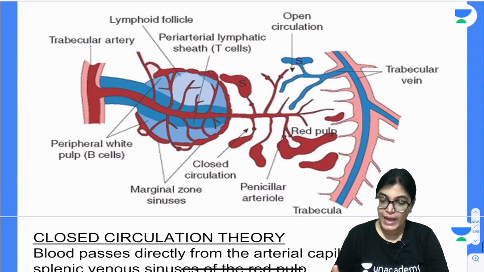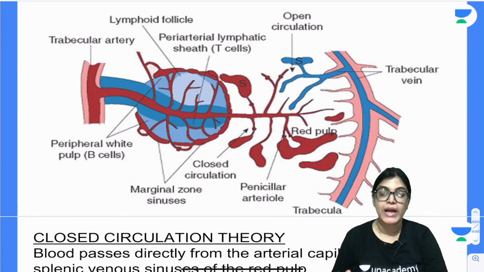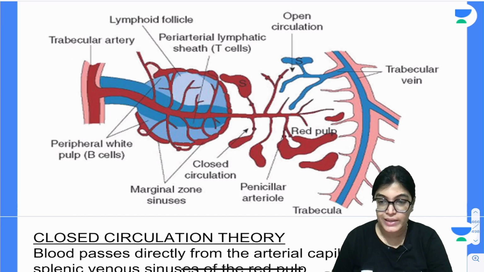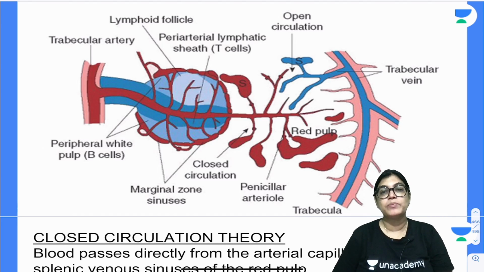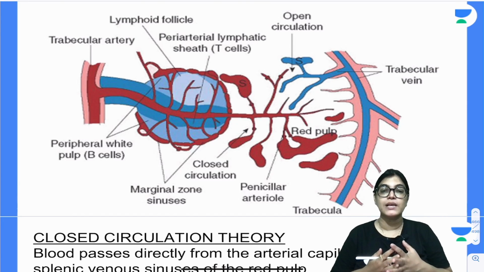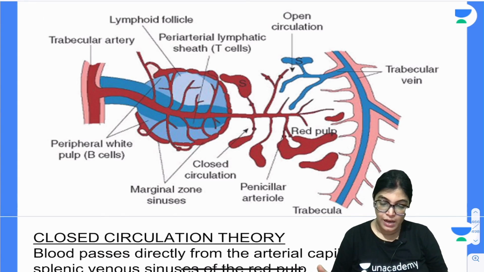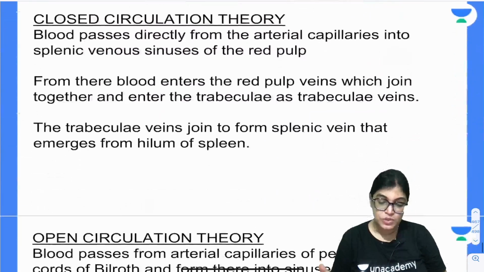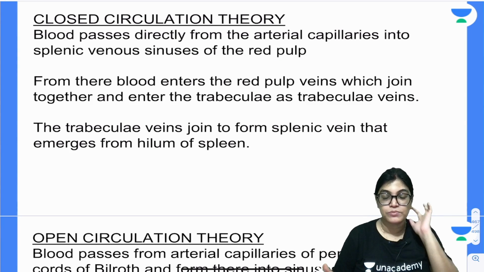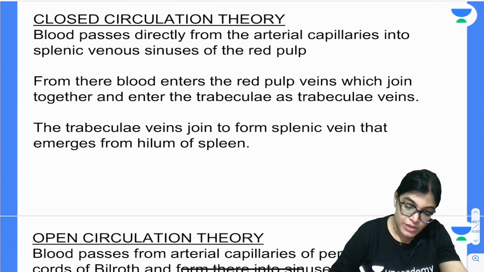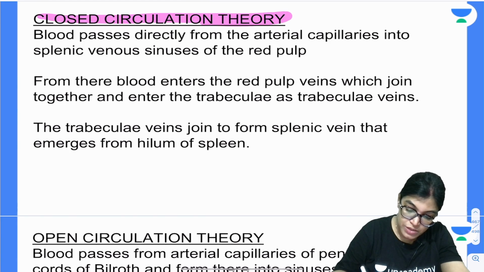Now, why I have discussed that, because I want to give you the concept of two types of splenic circulation, called the open circulation theory and the closed circulation theory. Firstly, you just know the definition, and then again I will move and show you the diagram. The concept of the closed circulation theory.